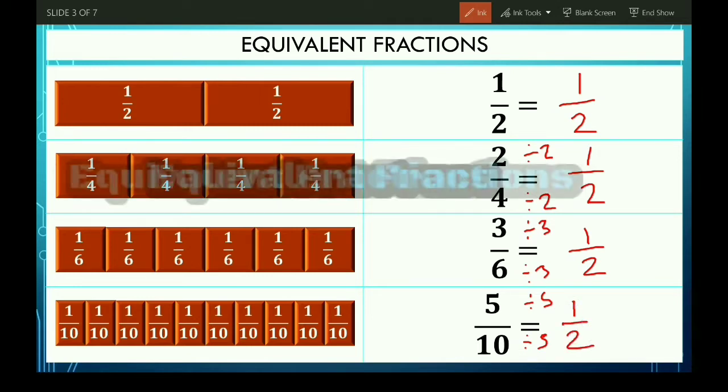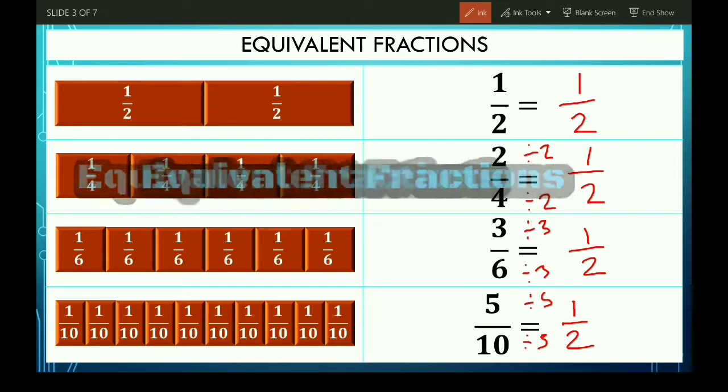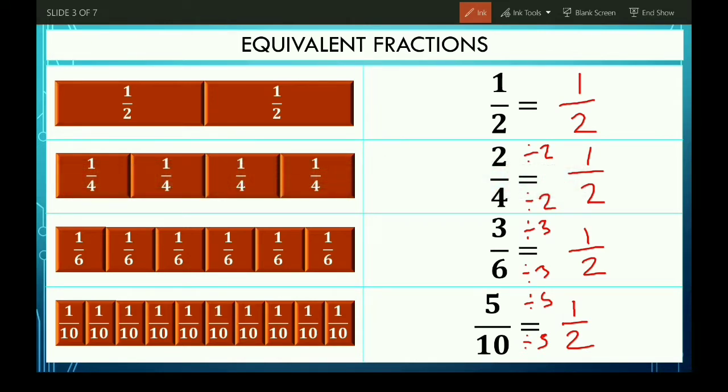So you can see now that they are equivalent fractions. They are exactly the same. They are all worth a half, even though the numerator and the denominator are different. Fantastic.